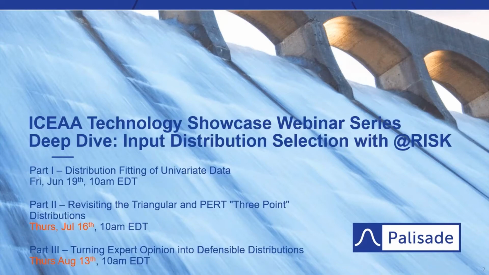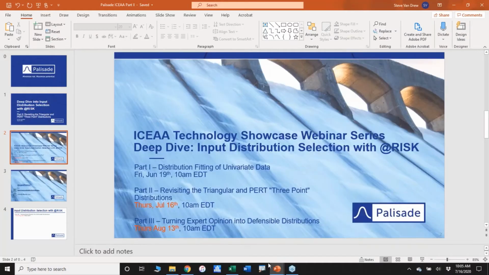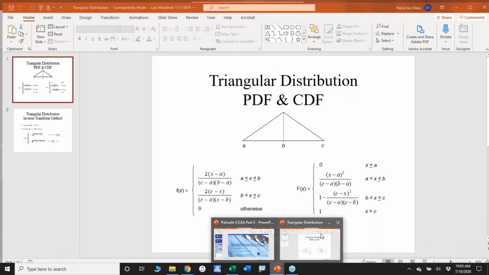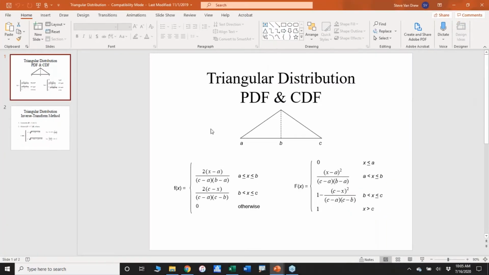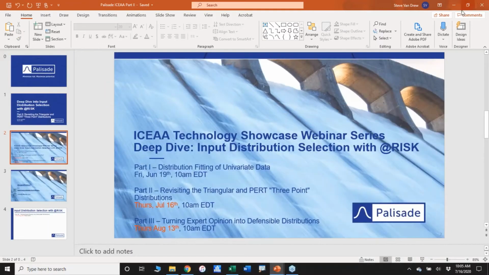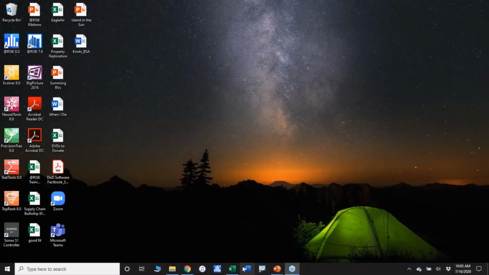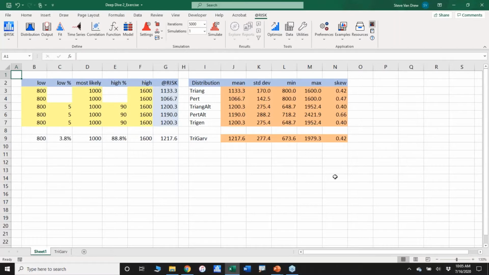I thought about putting some slides together, and if I did, they would have looked like the traditional academic view of a PDF and CDF formula, and here it is, no doubt about it. But I'm going to show you other ways to get to it. Instead of burying ourselves in PowerPoint slides, I want to jump right into Excel with @RISK added in and show you how to work with @RISK.